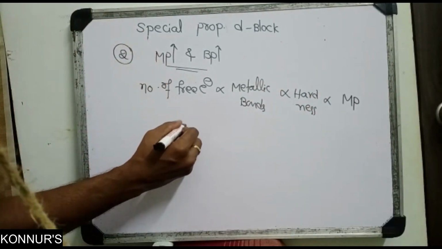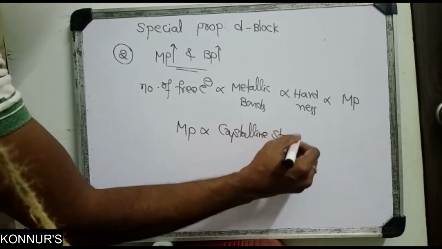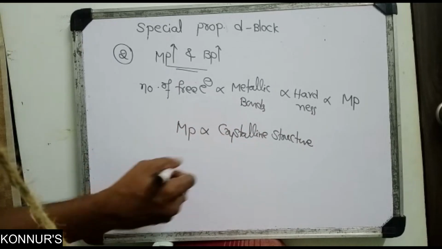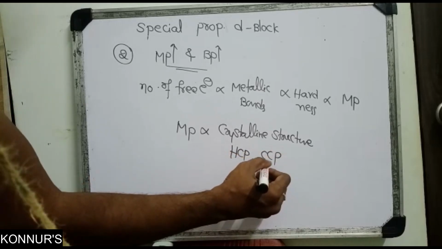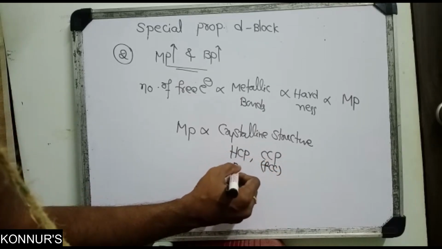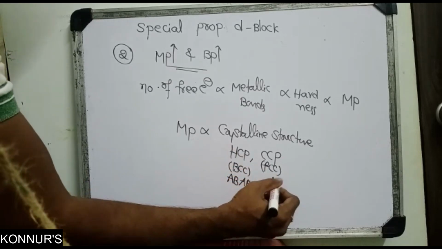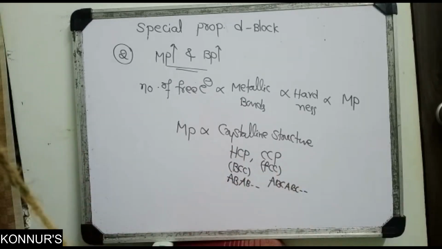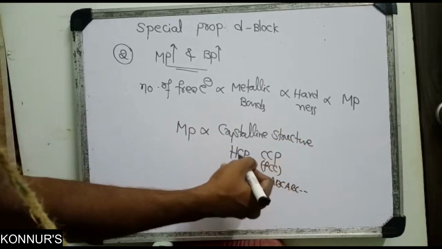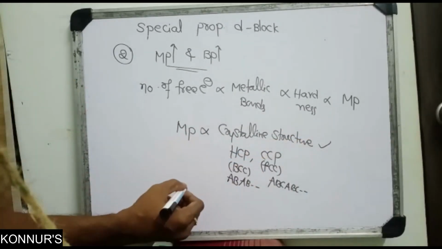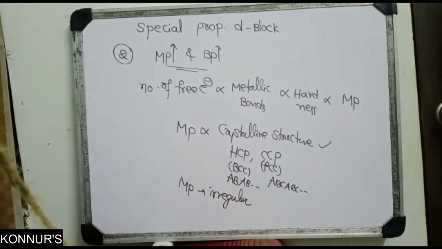The melting point mainly depends on the crystalline structure. See, in solid state we already saw HCP and CCP, hexagonal close packing and cubic close packing. CCP is nothing but FCC, and this is similar to BCC type. HCP is ABAB type, and CCP is ABC type. So the crystalline structures differ. That's why the melting point is irregular, because the crystalline structures change. So it is irregular from left to right.